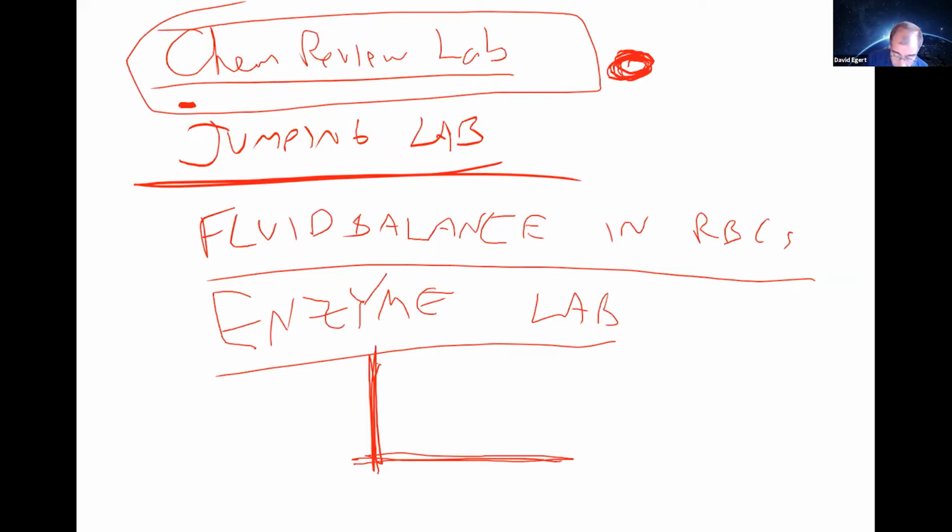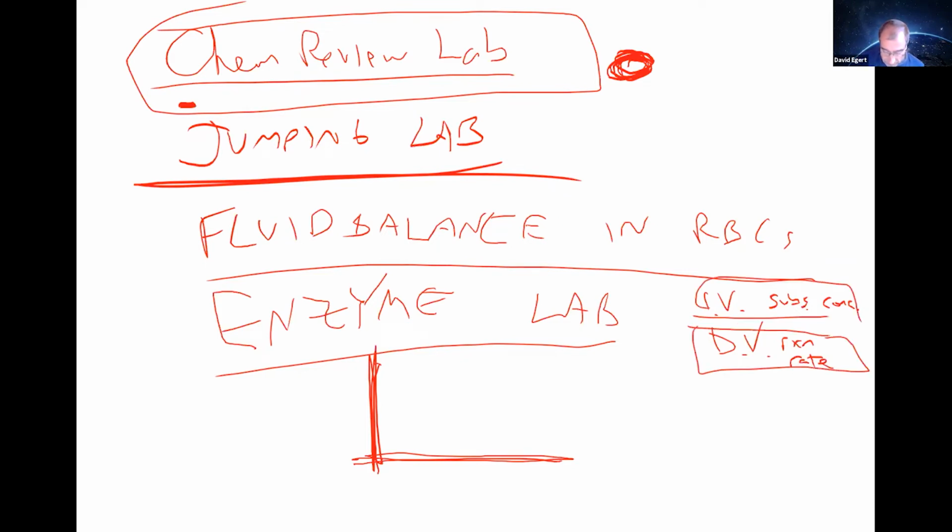Enzyme Lab, what was the independent variable and dependent variable? Independent was the substrate concentration. Exactly, the substrate concentration. Dependent was the reaction rate. Ultimately, in order to find that relationship, we would end up with a graph of reaction rate, which we measured in mils of oxygen per second, and substrate concentration, which was percent: 20%, 40%, up to 100%.